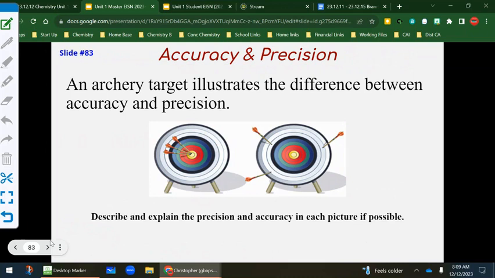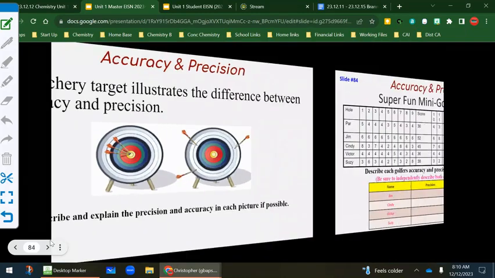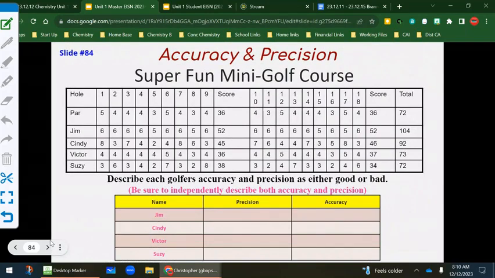Okay? But in the next one, what could we say? Why? Because not only are they not close together, but none of them are in the middle. Very good. Poor accuracy because none of them are in the middle. Poor precision because none of them are near one another, right? Okay, so one more time here, ladies and gentlemen, let's look at this.